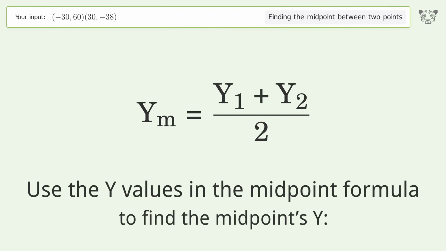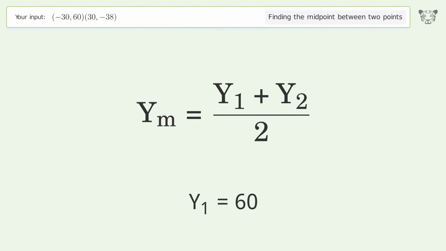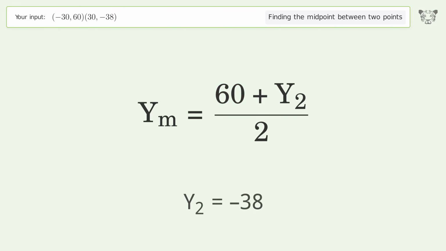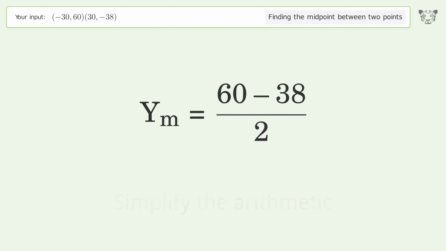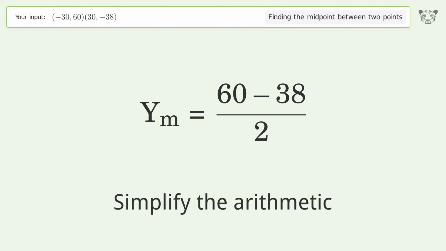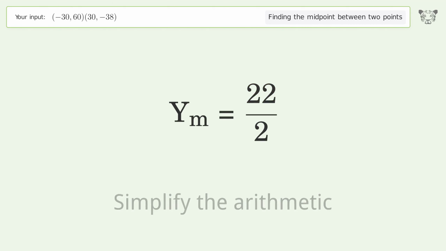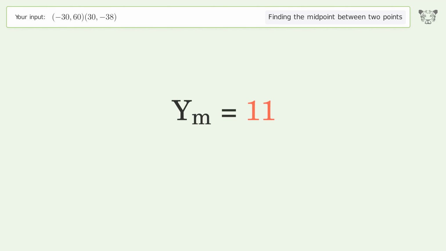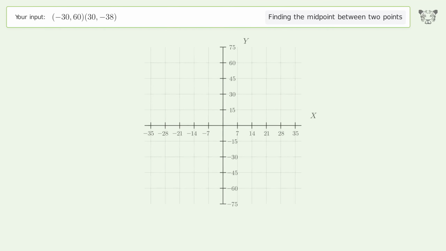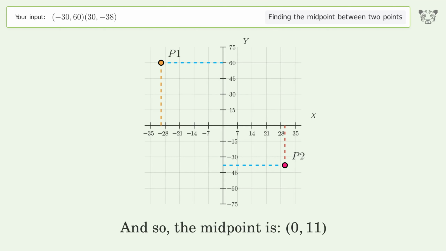Use the y values in the midpoint formula to find the midpoint's y. y1 equals 60. y2 equals -38. Simplify the arithmetic. And so, the midpoint is 0, 11.